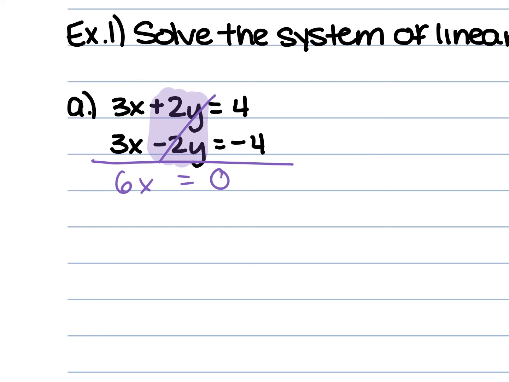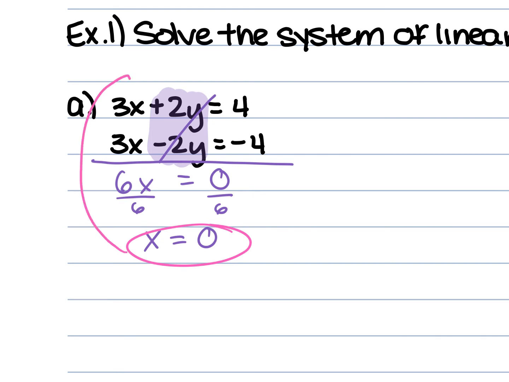So now I have a new equation here, and I'm going to solve for x. How would I solve for x? Divide by 6. So what's 0 divided by 6? 0. So x equals 0. How do you think I can solve for y? Plug it in. So x is 0. Do you want to plug it into the first equation or second? Let's plug it into the first. Again, it doesn't matter. Just make sure you're plugging it into x.